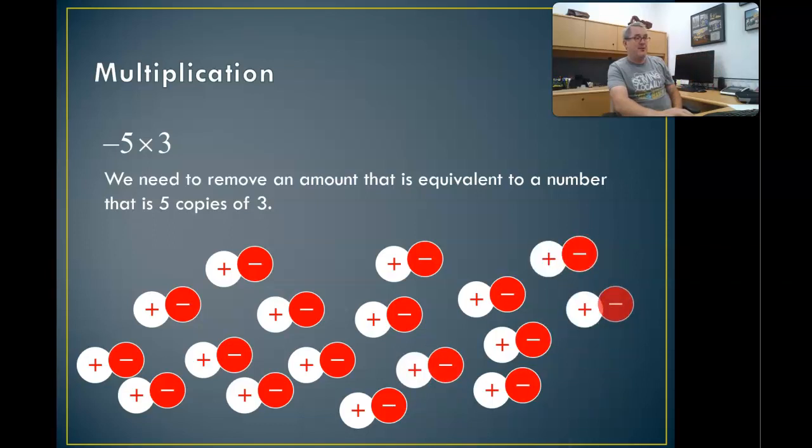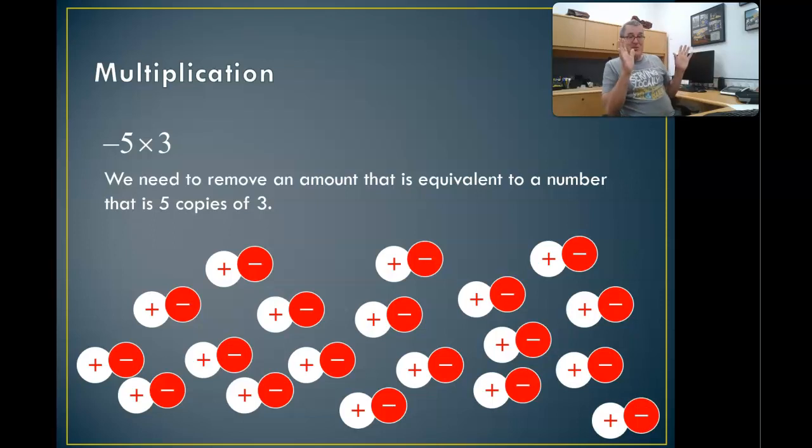How far did I go? There we go. Okay. Now, I start with 0, and because of the negative, interpreting negative as the opposite, instead of creating 5 copies of 3, I need to remove 5 copies of 3. And notice that the 3 is positive, so I'm going to remove 5 copies of 3 positive chips.